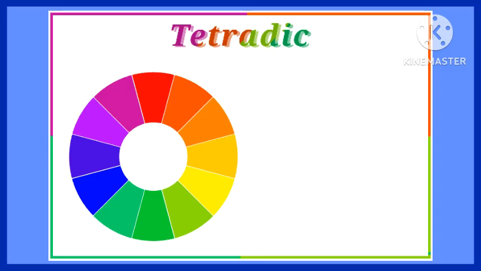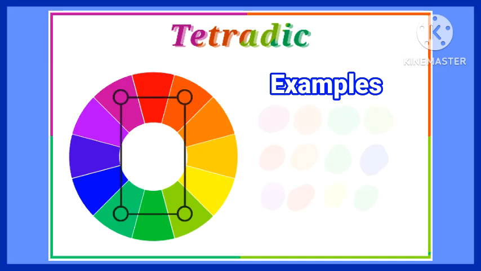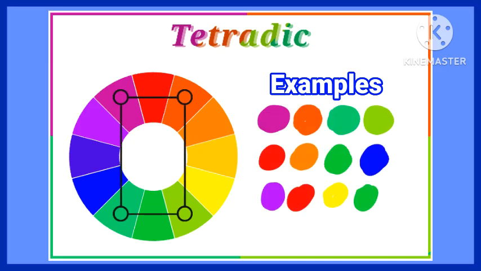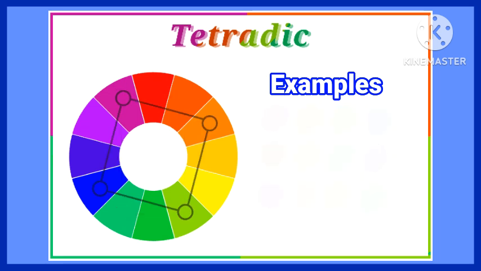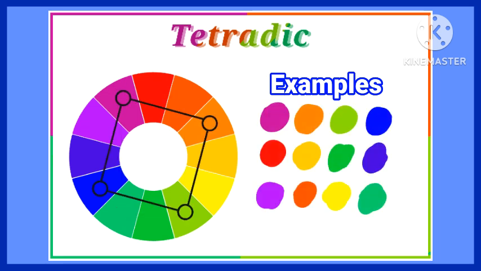Tetradic. Tetradic is quite a challenge because it's a color scheme where you use 4 colors. But not only that, you will have to use 4 of the colors that are evenly spaced out on the color wheel. They can form either a rectangle or a square. You can pick whatever color you want as long as they are evenly spaced out on the color wheel and can form either of these shapes.